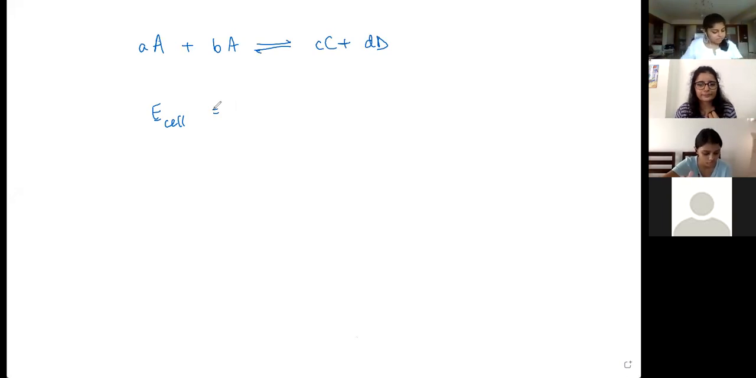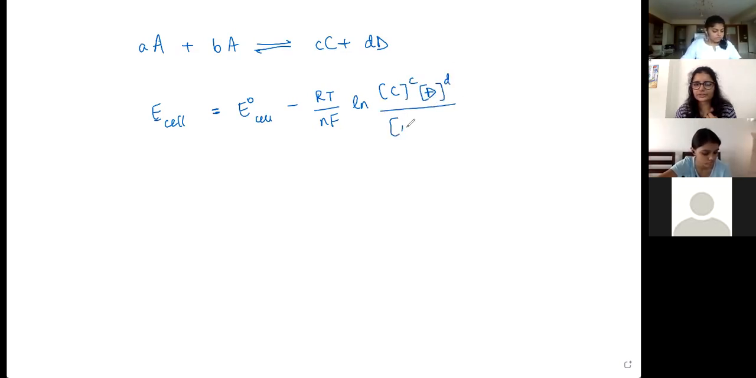If I am not wrong, EMF is E naught of the cell minus RT by NF log of the concentration of products upon reactants. Products upon reactants, absolutely. Concentration of C into concentration of D upon concentration of A into concentration of B. Okay, so this expression, which helps you calculate the cell potential, is the Nernst equation.